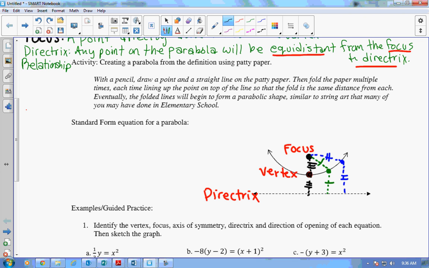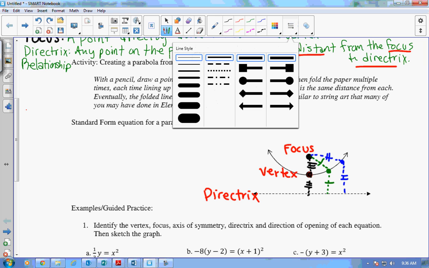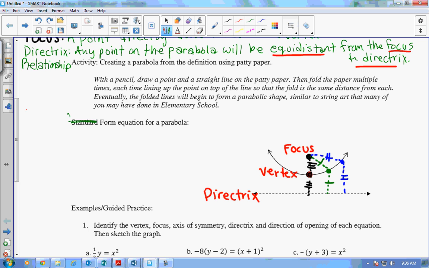Okay, so you can just put the patty paper to the side. Vertex, we need to change this word. This is standard form here. This needs to be vertex form. So scribble out standard and put vertex. Vertex form of the equation of a parabola. We've seen this a lot. Y equals a times x minus h squared plus k.